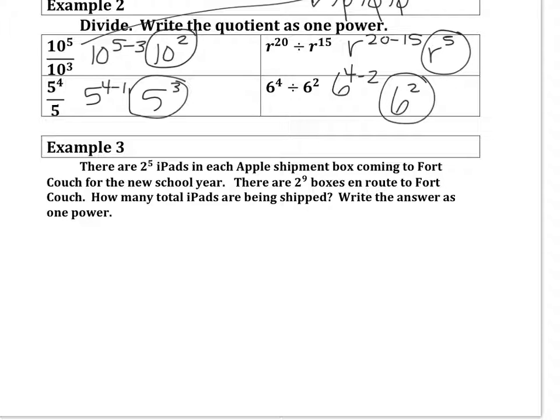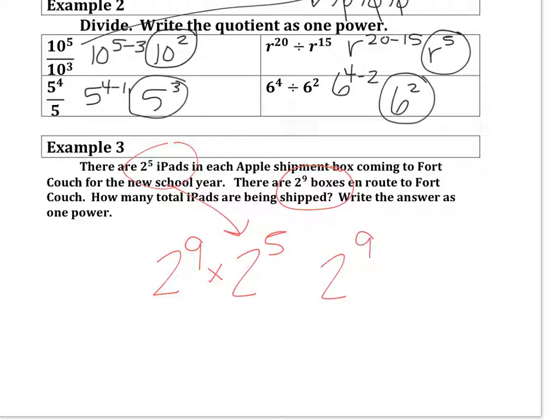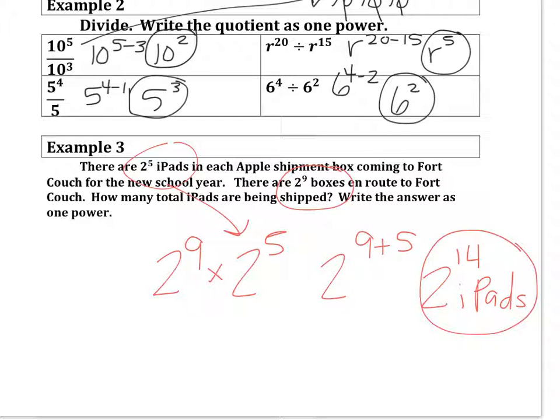So there are 2 to the 9th boxes, and in each box there are 2 to the 5th iPads. So we're going to multiply them together. And when we multiply exponents that have the same base, you're going to add, so 2 to the 9 plus 5, so 2 to the 14th iPads. Now that would be a really big number if we'd multiply that out. Writing with exponents is a way we can write really big numbers in a small fashion.